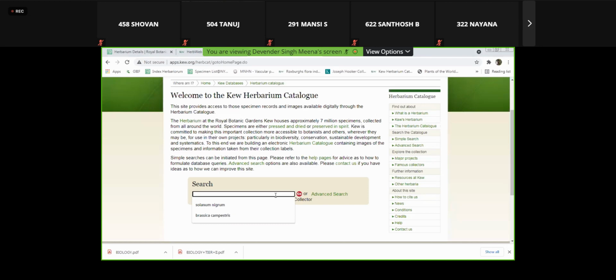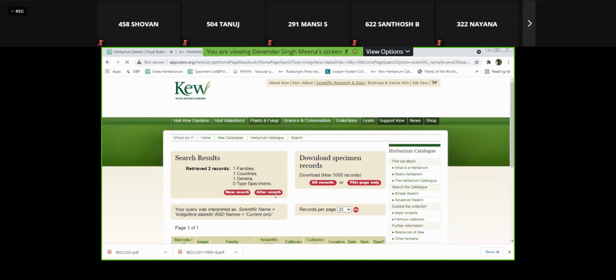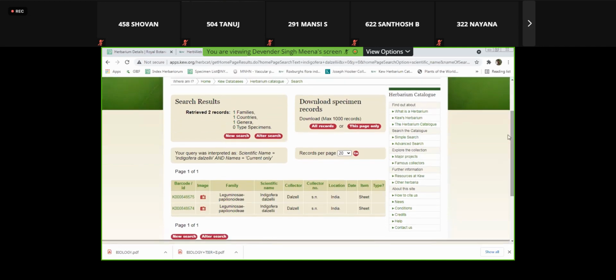For example, if you would like to see any other plant, you can just put its name in this search bar and you can access the material. Okay, for example, I'm searching one specimen, Indigofera dalzellii. Okay, so now we have one specimen here. We have retrieved 2 records from one family and one country.